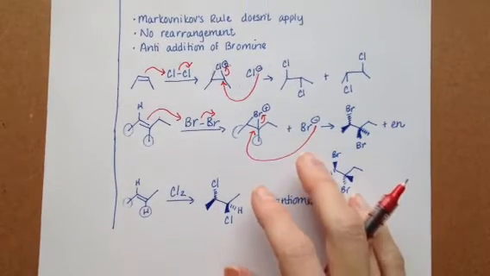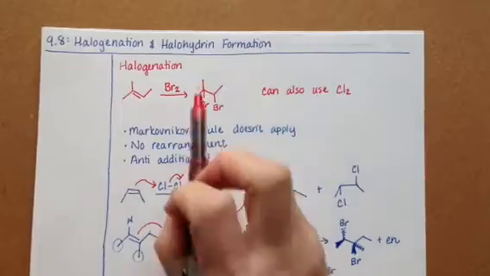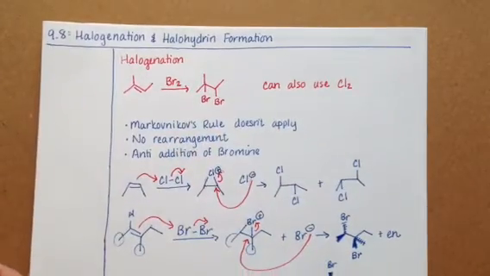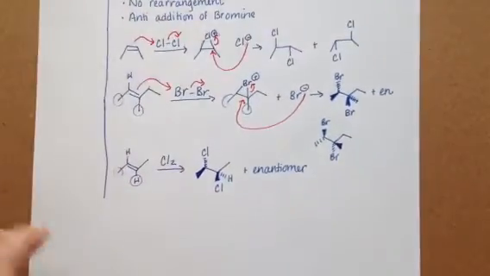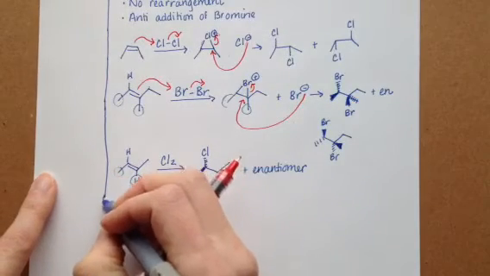The other reaction that we have in 9.8 is halohydrin formation. It's very similar to the halogenation reaction, which is why they're in the same section.